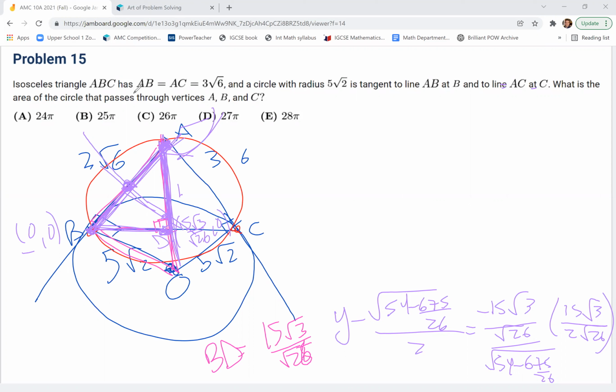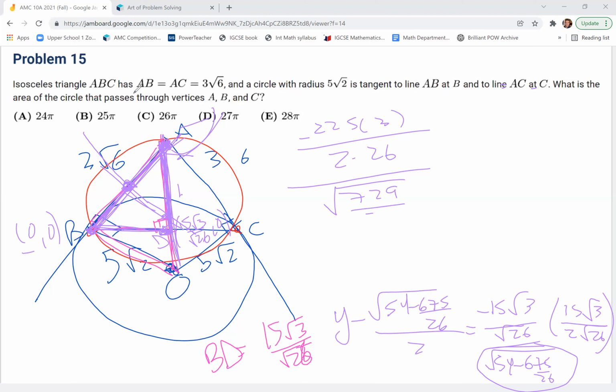15 times 15, so I get negative, okay, so I get negative 15 times 15 is 225 times 3 over 2 times 26 over, so now if I simplify this thing, the square root 54 minus 675 over 26, that actually ends up giving me square root 729 over 26, which is actually nice because square root of 729 is 27, right?